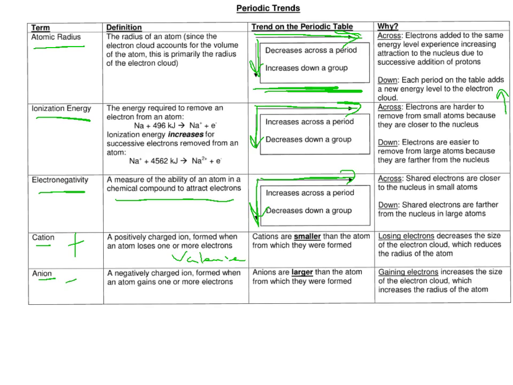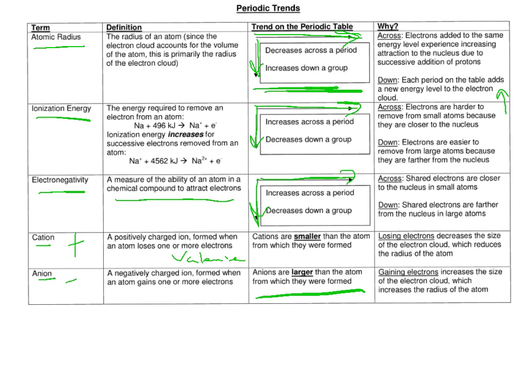And this is a little bit opposite here with an anion. A negatively charged ion formed when an atom gains one or more electrons. The anions are going to be larger than the atom from which they formed. Reason? The electrons that you gain increase the size of the electron cloud, which increases the radius of the atom. I'm farther away from the nucleus.